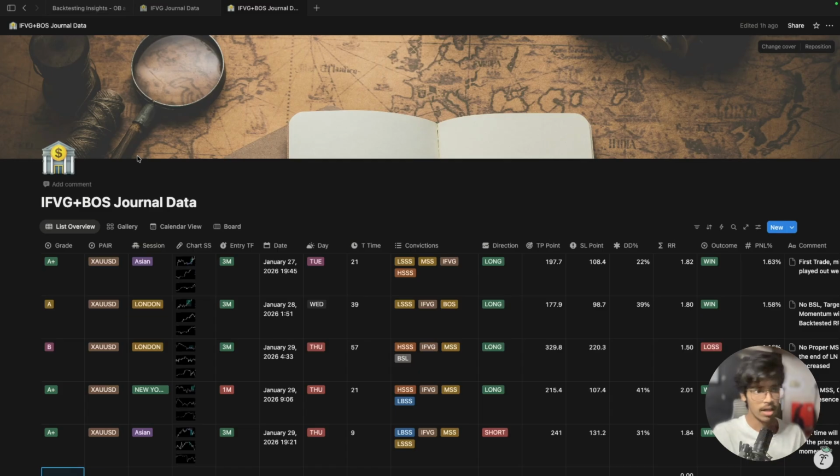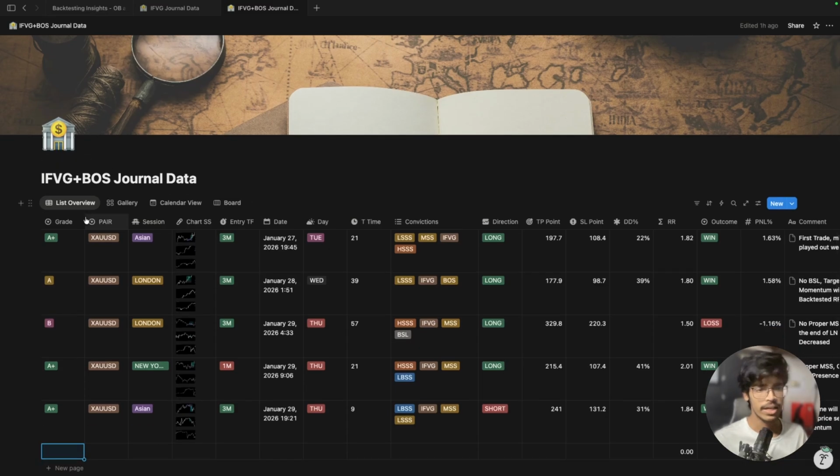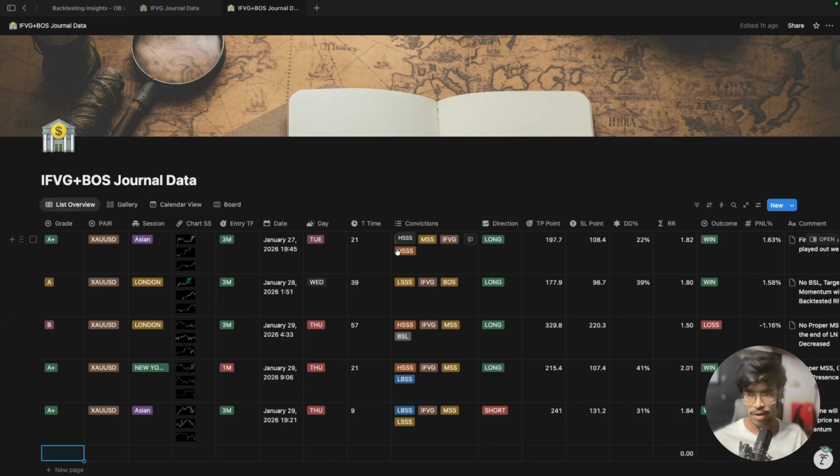Now let's talk about it. There is some data which I need to store about each and every trade which I take. This is just an example. If you want to add some extra column, you can add it. If you want to remove some column, you can remove it. At the end of the video you will get the journal link, so don't worry about this. And it's totally free.